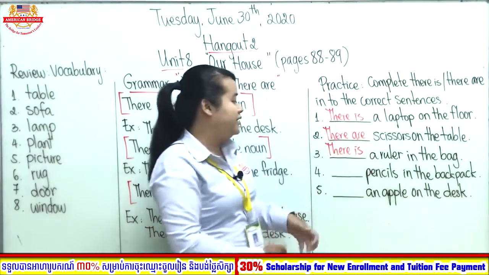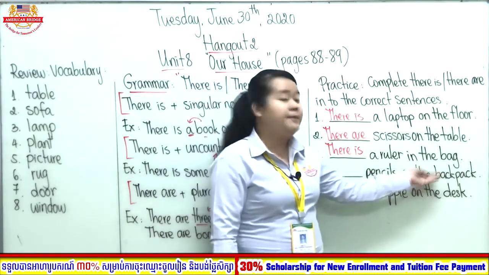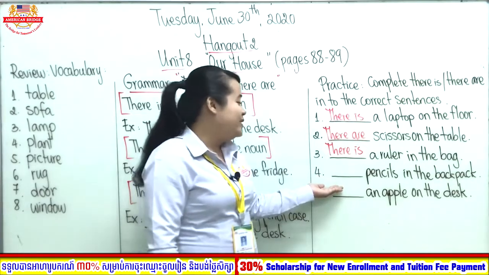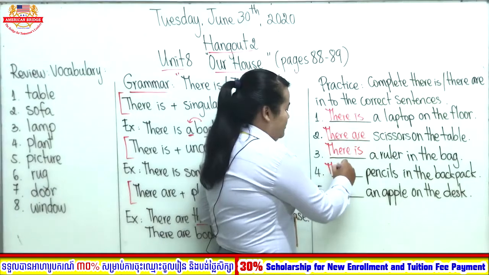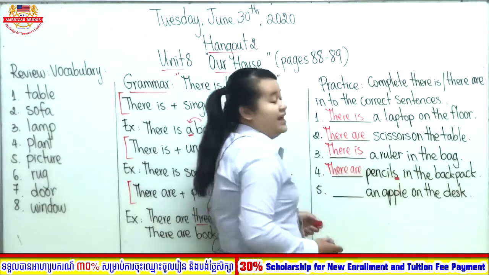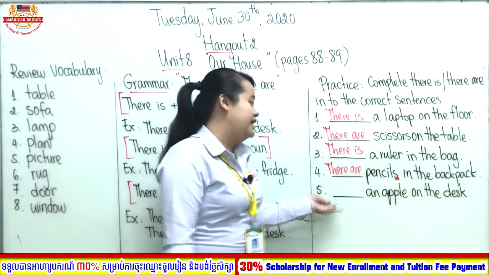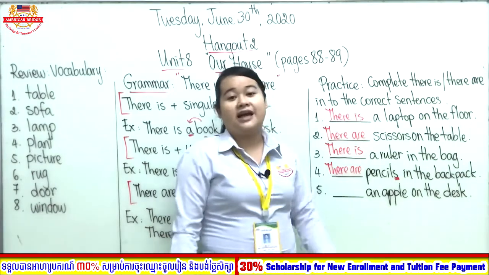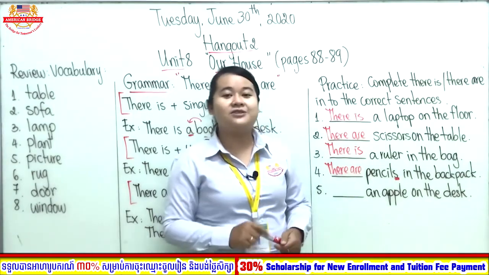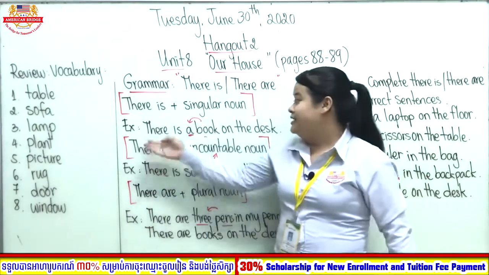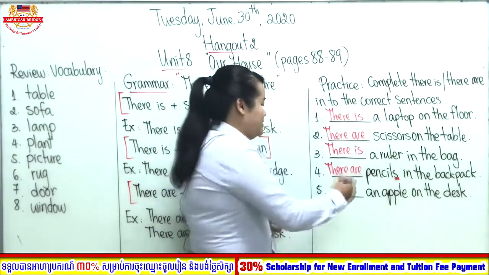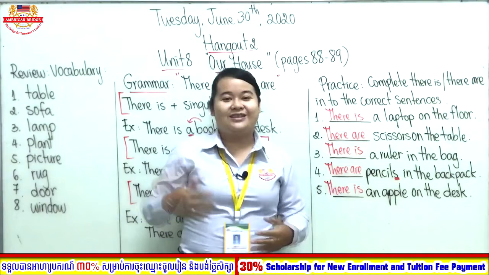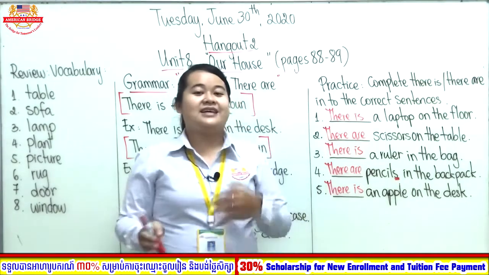Okay, so number four, pencils in the backpack. In this sentence, we need to use there is or there are? Very good. We need to use there are, because pencils, we have s. It means a lot, right? Okay, so number five, an apple on the desk. An apple means only one. So we call it singular noun. So if singular noun, we need to use there is. Very good. So we complete here, there is, right?